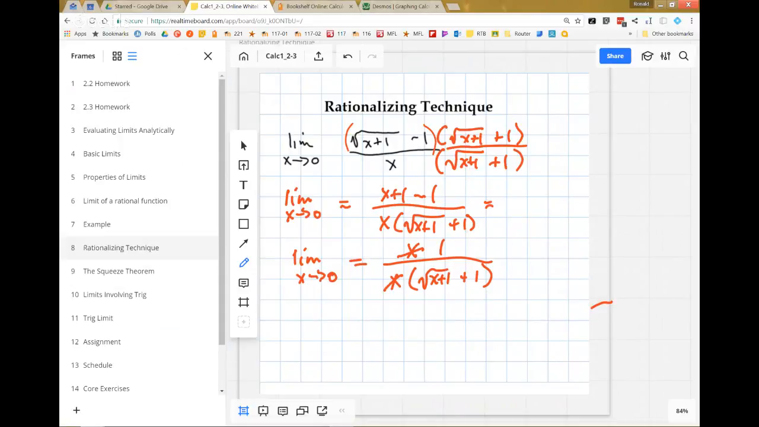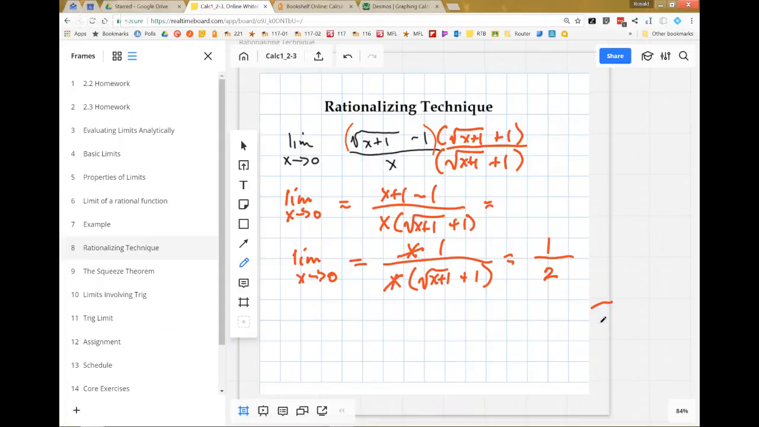Now, can you substitute 0 in for x? Answer, yes. Because on the bottom, 0 plus 1 is 1, and the square root of 1 is 1. So on the bottom, you just get a 2. Right? Square root of 1 is 1, and 1 plus 1 is 2. There's the limit.